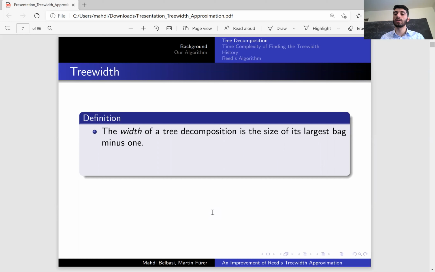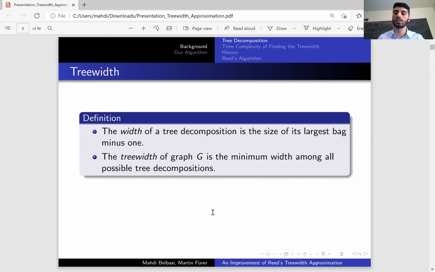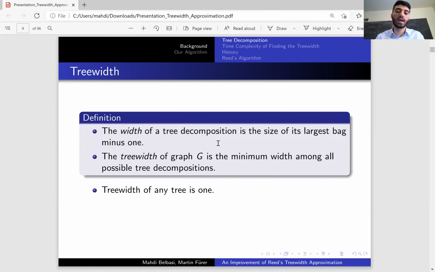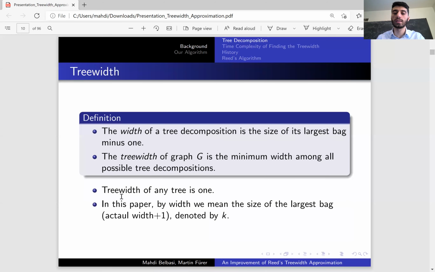Now what is tree width? Basically, we say the width of a tree decomposition is the size of its largest bag minus one. The reason that we have that minus one is that we wanted to have width one for trees, right? So the tree width of a graph is the minimum width among all possible tree decompositions. And then we have that the tree width of any tree is one, as I said. But in this paper we are not going to subtract that one, because we are going to be consistent with Reed's algorithm, and in Reed's paper, he doesn't subtract one.